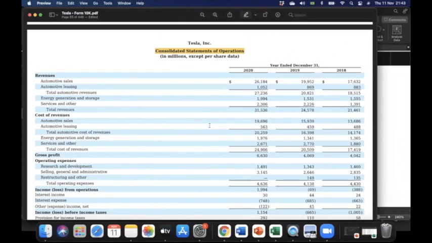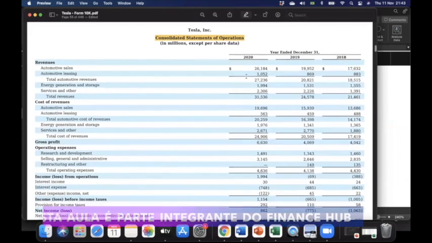There are many translations to DRE, Demonstração dos Resultados, in English. In Form 10K, you will always find consolidated statements of operations, but you may find in other reports profit and loss statements, P&L simply, income statements, okay? But in this official report, inside Form 10K, it will always be statements of operations for Demonstração dos Resultados.